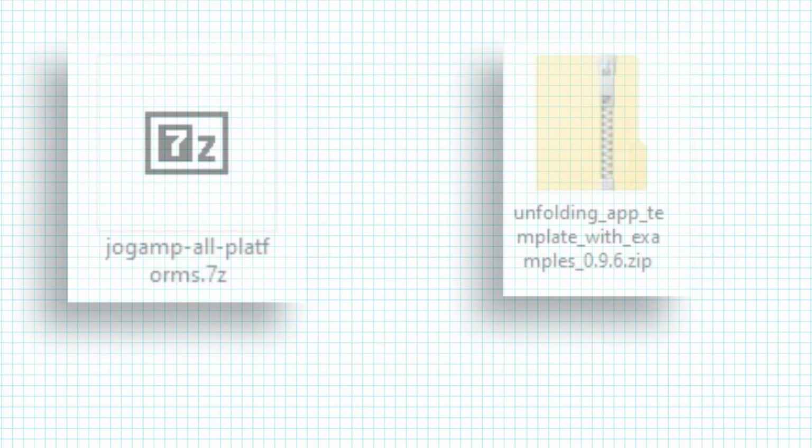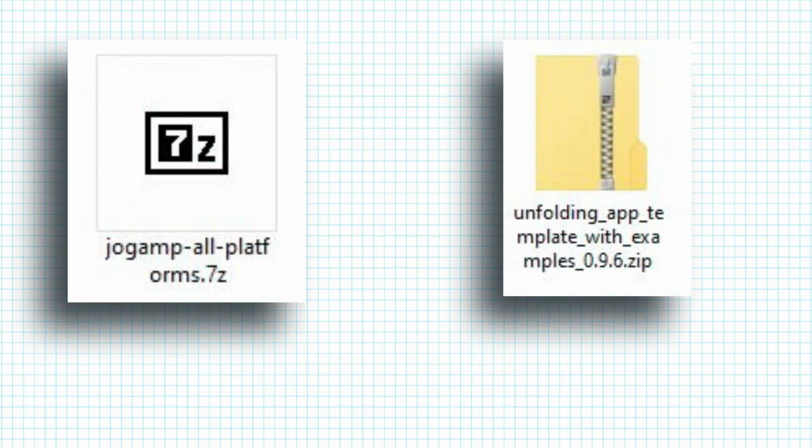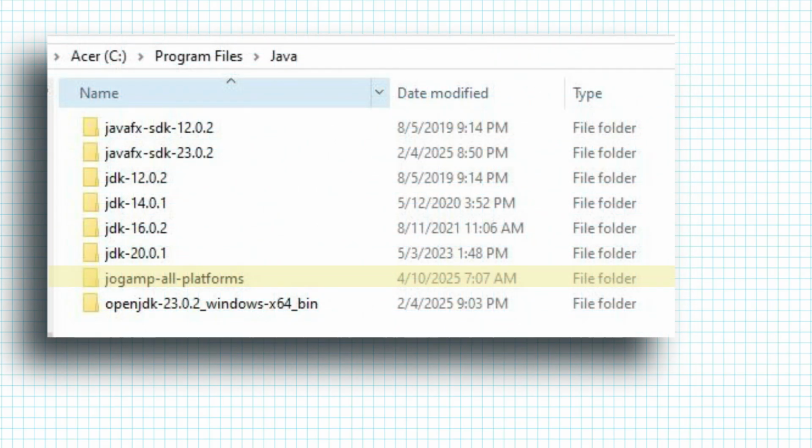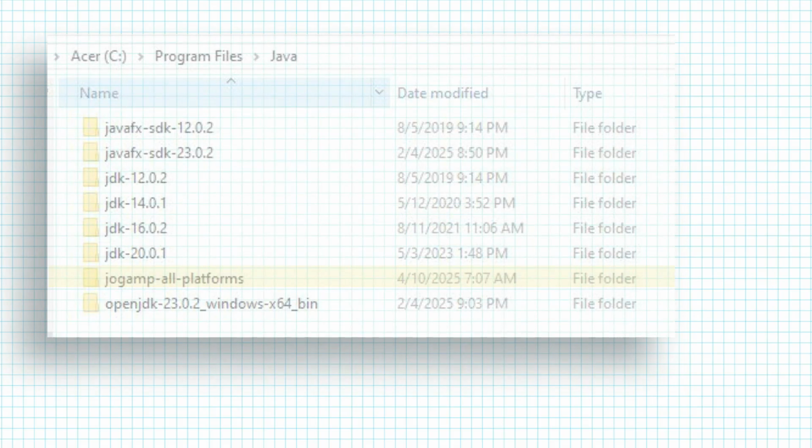For Java OpenGL, I downloaded the file named jogamp-all-platforms.7z, which contains JOGL, Java bindings for OpenGL. I extracted the contents of that file and also unzipped the Unfolding app template folder, which is called something like unfolding app template with examples. I placed the JOGL folder somewhere convenient on my system, for example, near my Java installation or in a utilities tools folder. The important thing is just to know where it is, because Eclipse will need to reference it.